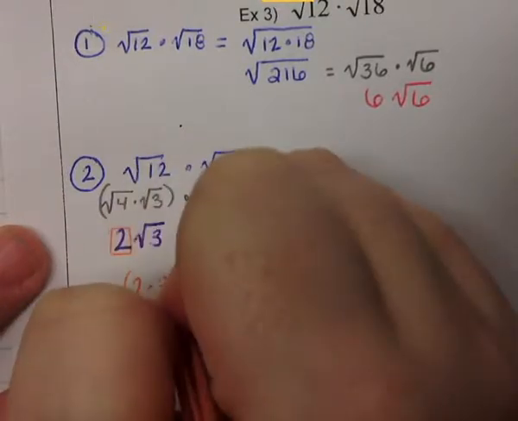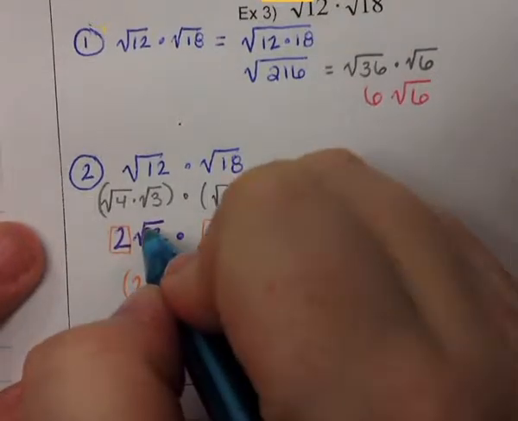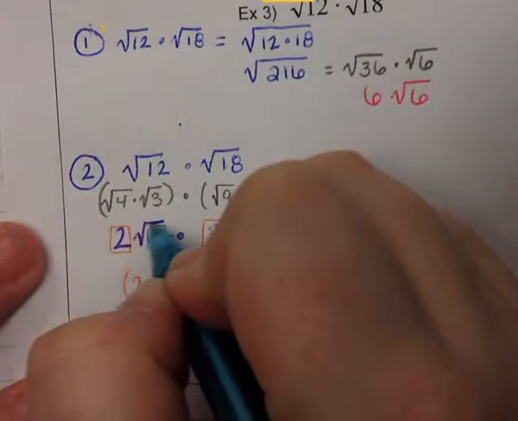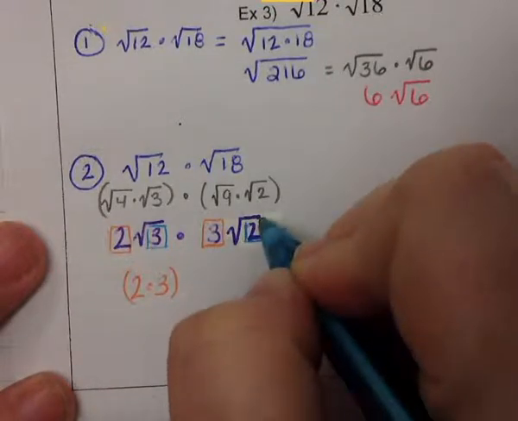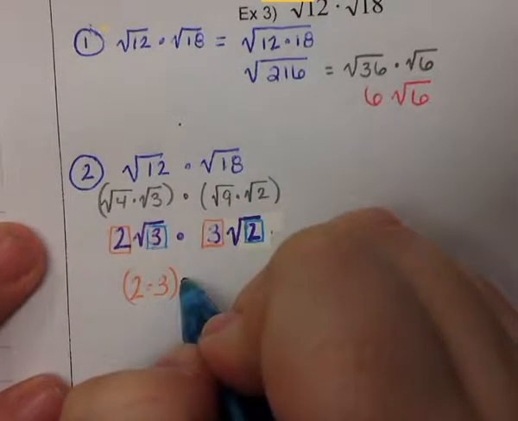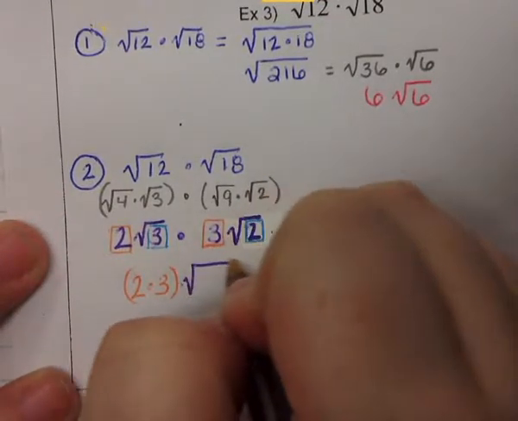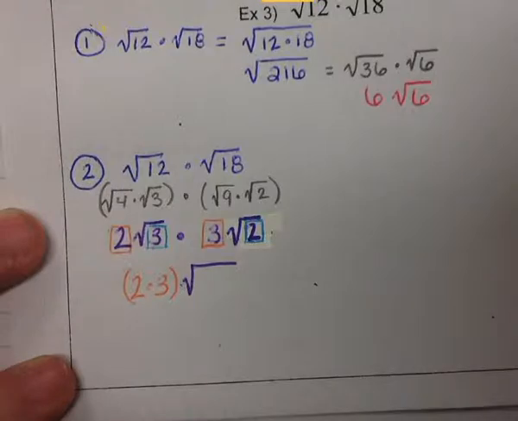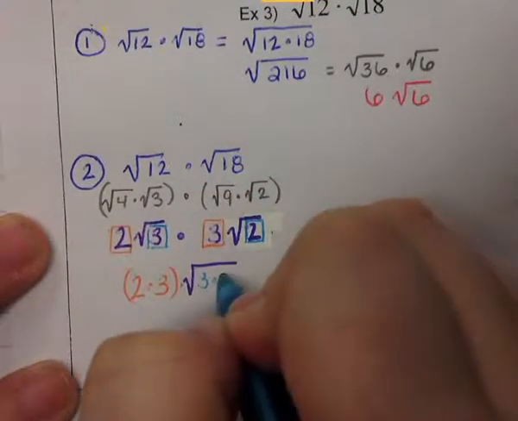This is my coefficients. And then I need to multiply my radicands together. Because these are both underneath the same type of radical, I can multiply my radicands together. And I know I will still have the square root symbol. Keep that in purple. This becomes, my first radicand is 3 times my second radicand is 2.